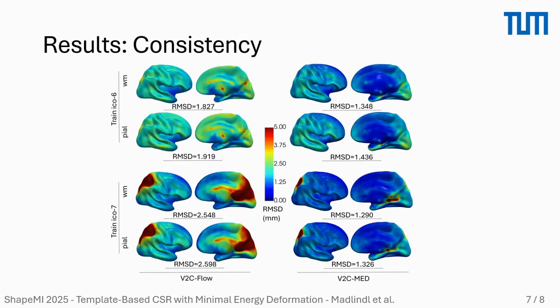The same goes for the consistency between the 3 training runs. We can see that with a MED loss, each vertex ends up in a very similar neighborhood as in the other trainings, while without the MED loss, we have more variability between the vertex positions, which means the RMSD will be much higher.